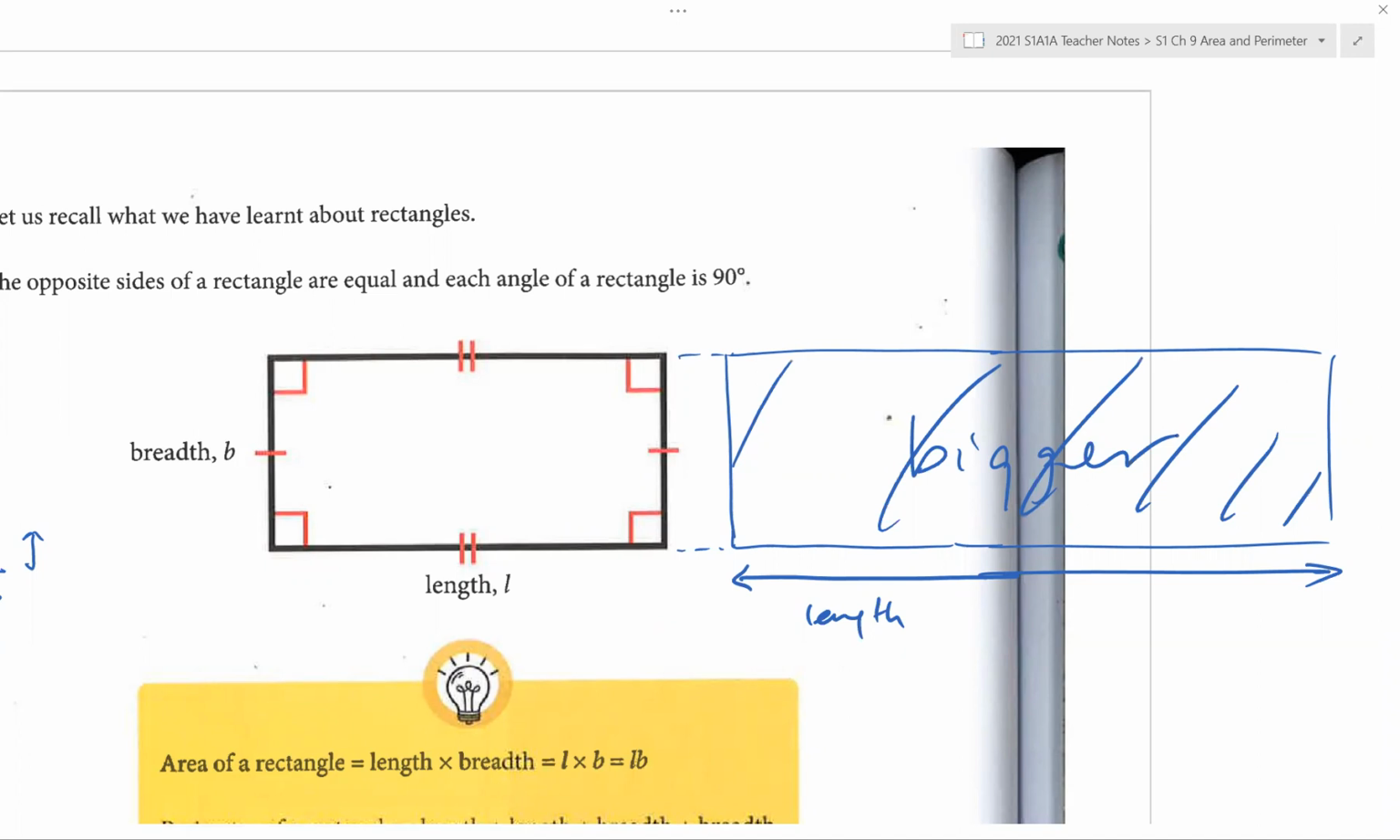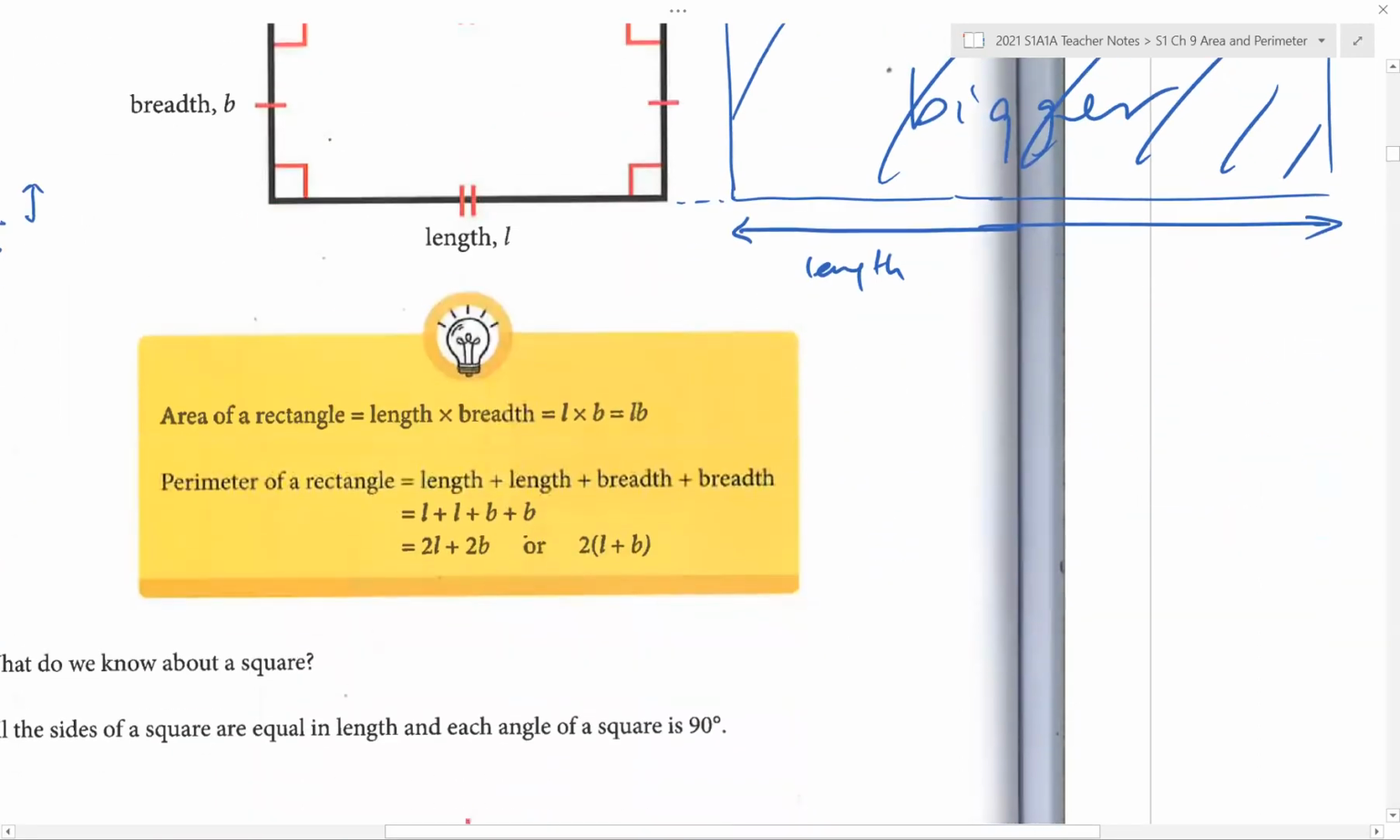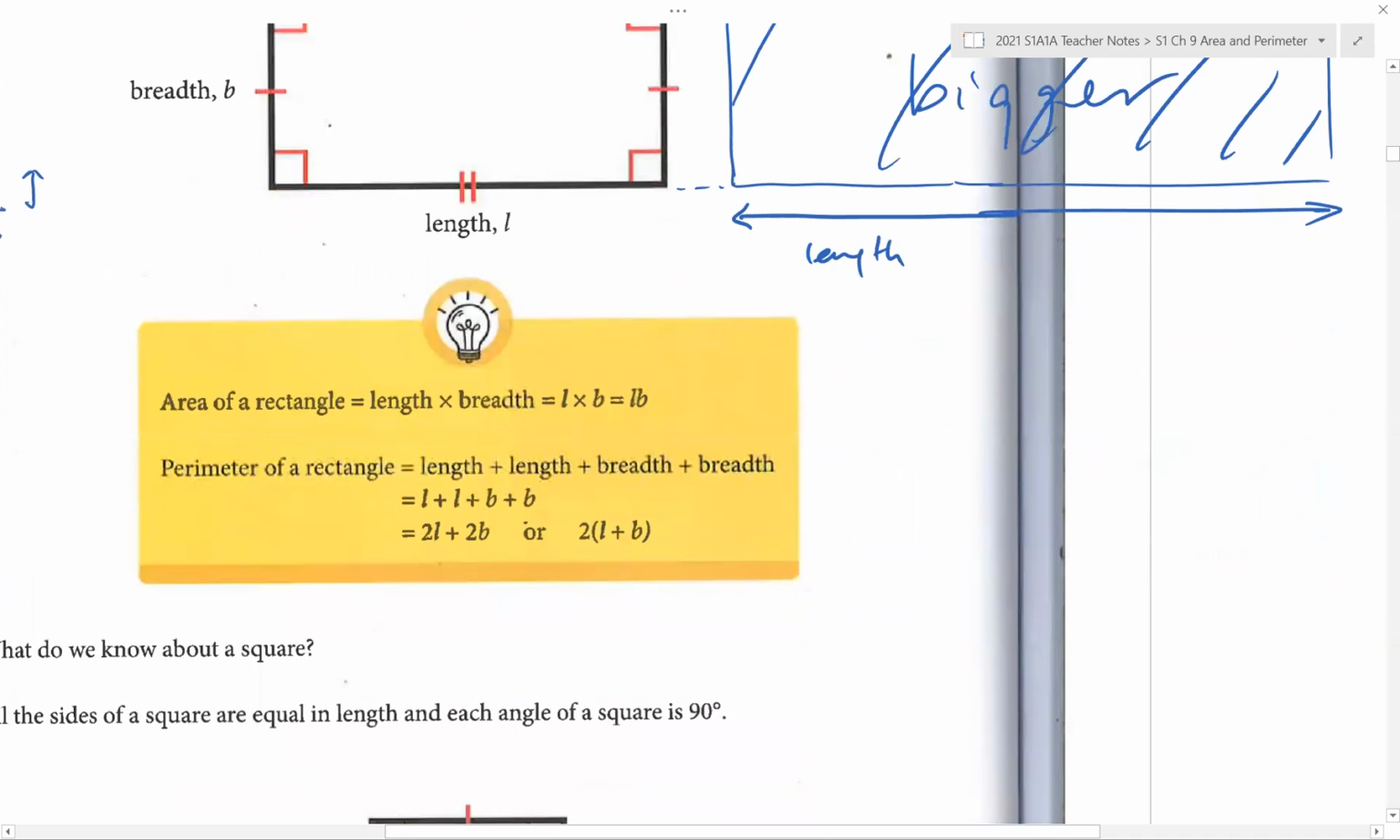If the length is longer, the area will become bigger. If the breadth is longer, the area will become bigger. So then what we need to do is simply take the length times the breadth. This is what you need to memorize. Length and breadth gives you area for a rectangle. Can memorize? Can, okay.